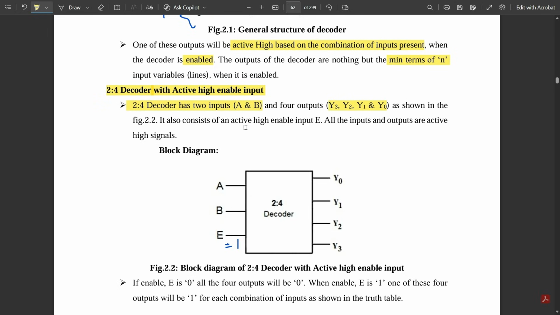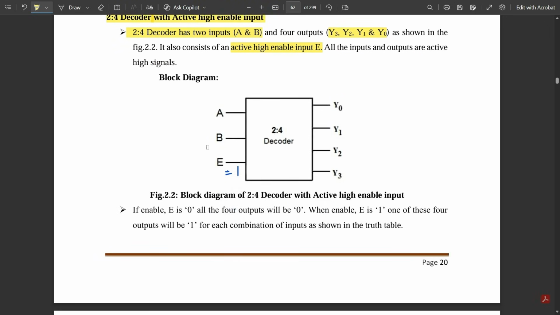the figure. It consists of an active high enable input pin. You see here an enable pin is there which is high, so that's why it is equal to 1. All the inputs and outputs are active high signals. So this is the basic block diagram of a 2 to 4 decoder. It consists of two inputs a and b with the enable pin and four outputs y0, y1, y2, y3.